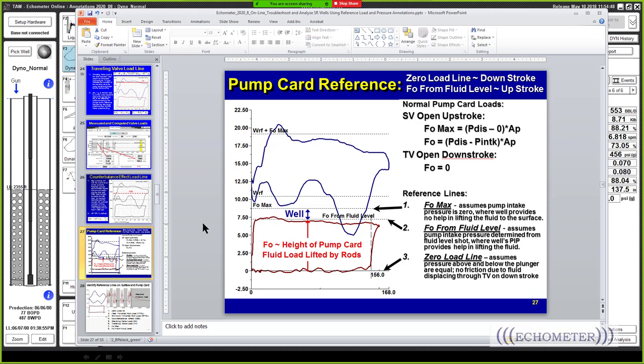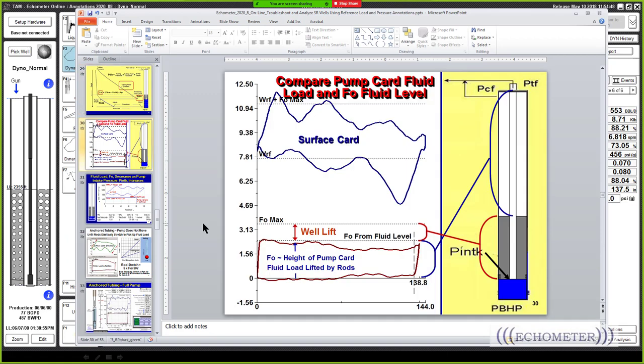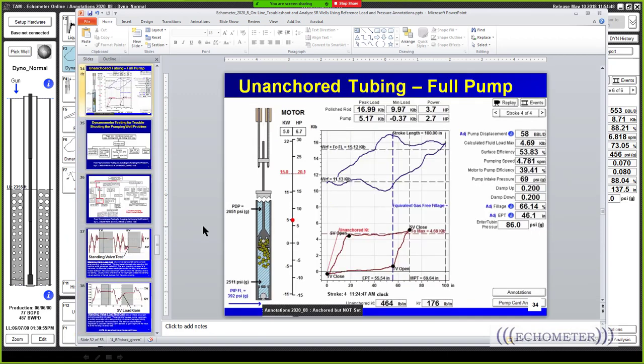Okay, and another thing, let's look at, let me go back to this card right here. This is a plot of a worn pump that's not anchored, even though it's supposed to be anchored, but the anchor's not set. If there was no slippage, this calculated pump card load line would be along that line right there that's unanchored tubing. But the idea, let me see if I can get this to run here, and I'll stop it.